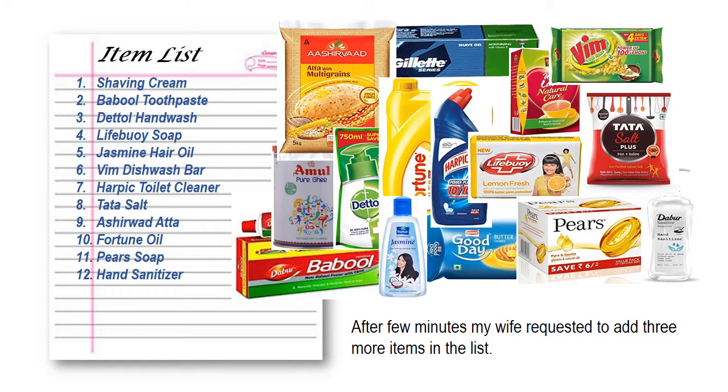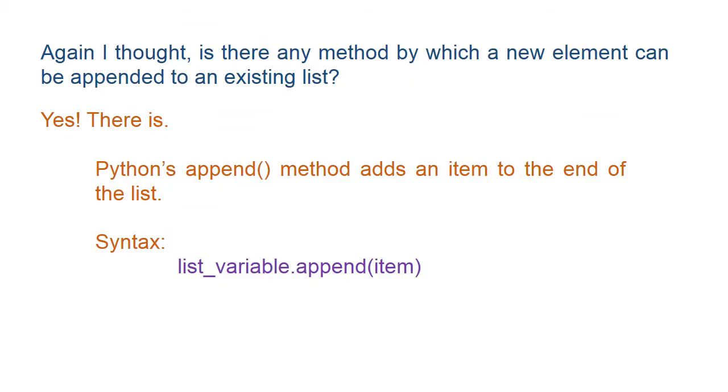After a few minutes, my wife requested to add three more items to the list: Red Label tea, Good Day biscuits, and Amul pure ghee. Again, I thought, is there any method by which a new element can be appended to an existing list? Yes, there is. Python's append method adds an item to the end of the list. The syntax is list variable dot append.